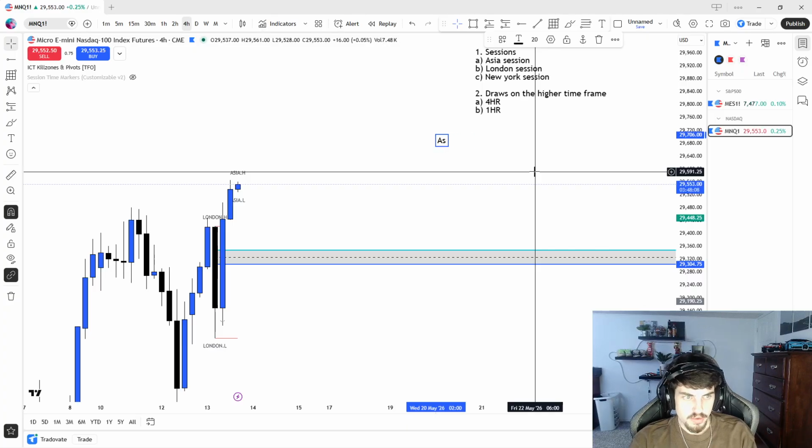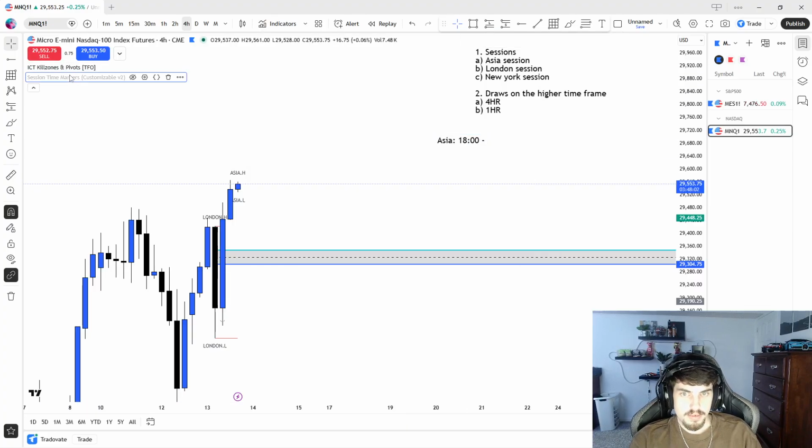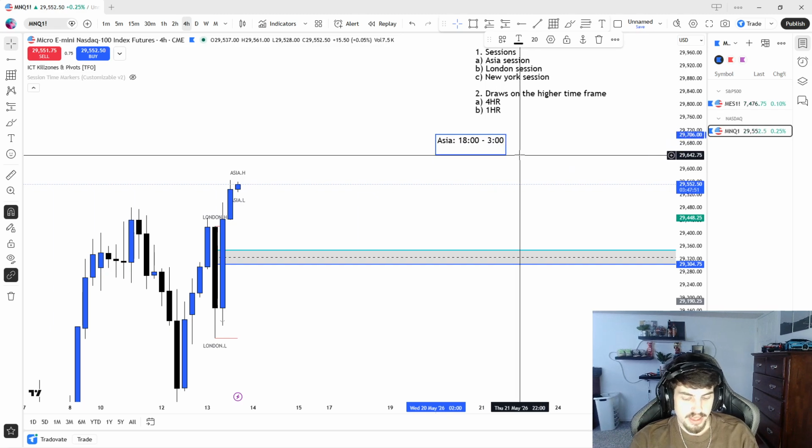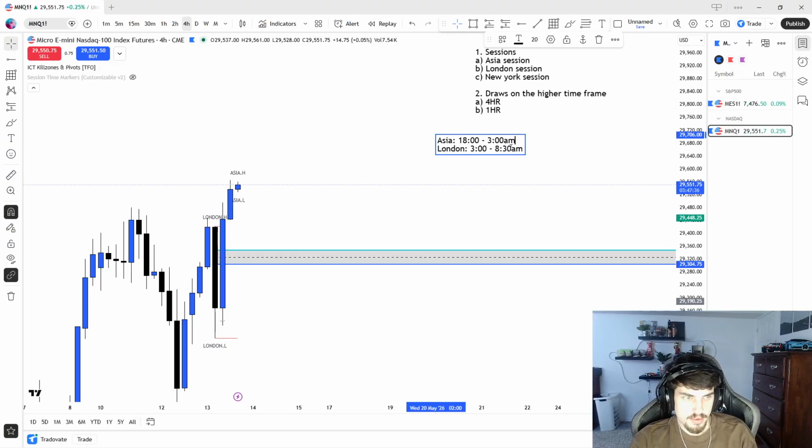We have the Asia session that we talked about. That starts at 1800 and goes till 3 o'clock, so 3 a.m. So it goes from 6 p.m. to 3 a.m. Then we have the London session, which goes from 3 until 8:30 a.m. So Asia session goes from the previous day at 6 p.m. till 3 a.m. And then the London session goes from 3 a.m. to 8:30 a.m.